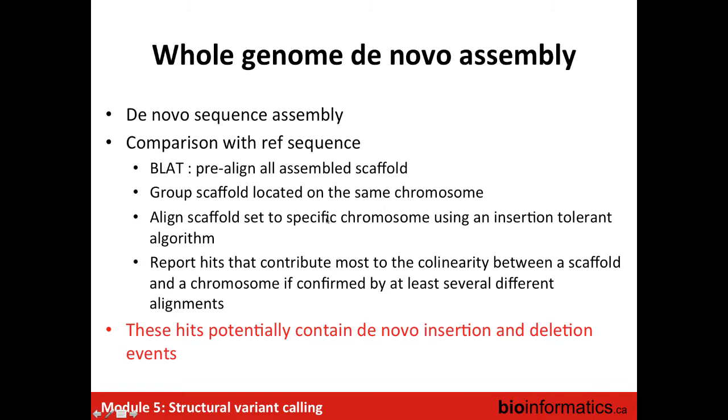How the whole genome approach works, as I said: you do your whole genome sequence assembly, and then you compare. You do BLAT, you group your scaffolds on the same chromosome, and you look at how it's aligned. So it works really well because it really brings you everything that is de novo.